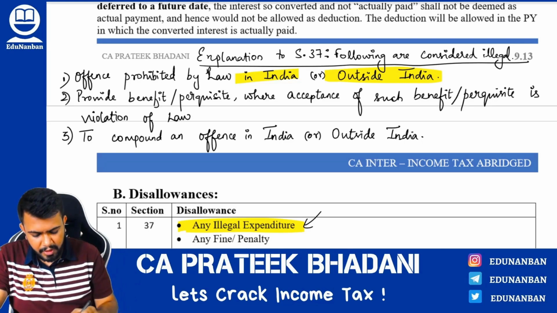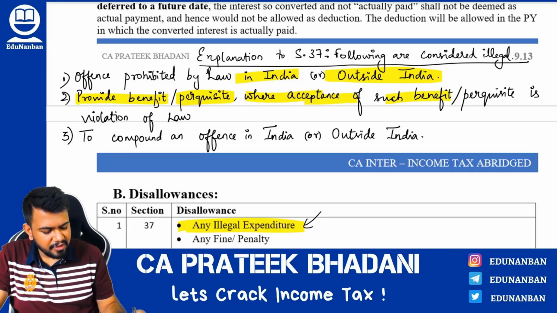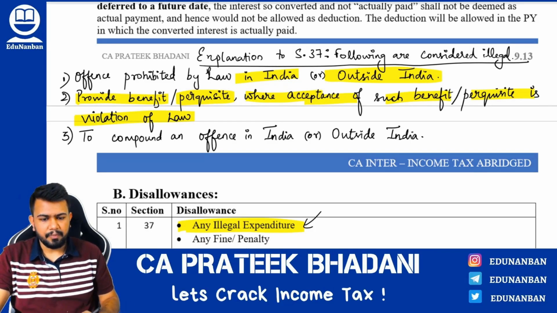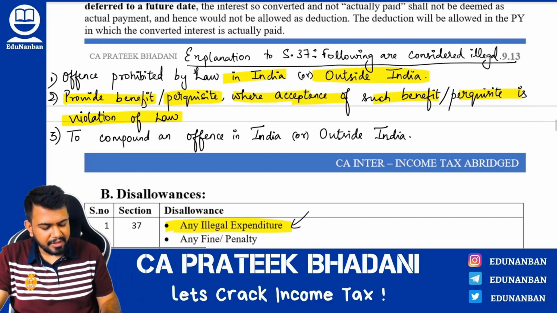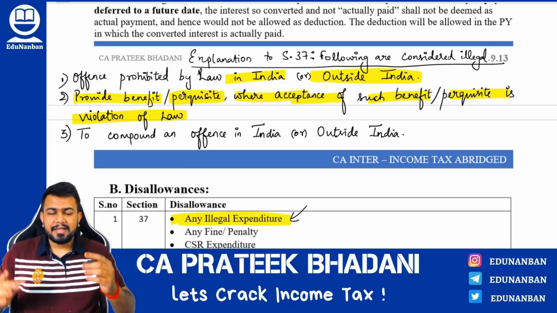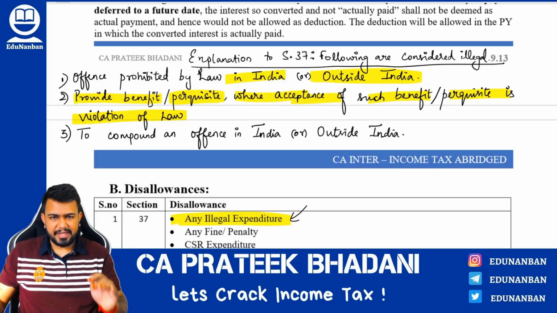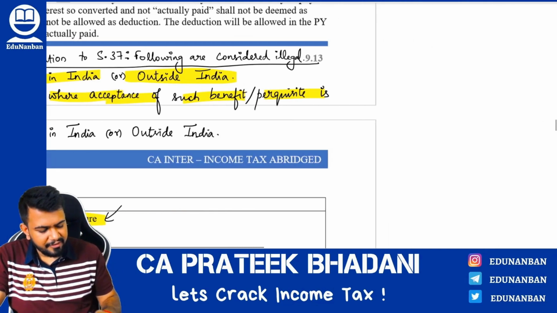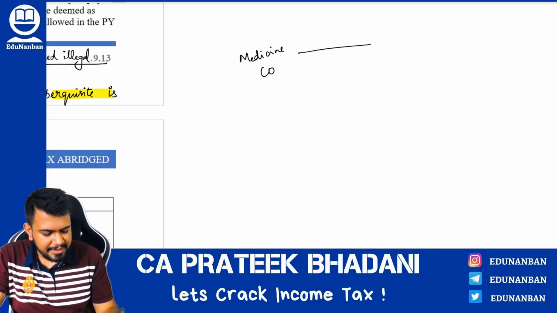Point number 2. Providing benefit or perquisite where acceptance of such benefit or perquisite is a violation of law. This we had already discussed in class, but it is now also added as an explanation. It means that if I am giving any benefit or perquisite to someone, and their receiving the benefit or perquisite is a violation of law, then such expenditure will not be allowed. We discussed an example in class also. For example, a medicine company or pharma company is giving commission or perquisite.